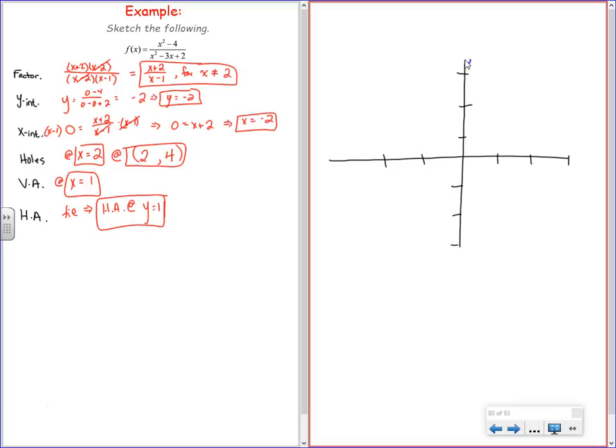Okay, we know there's a hole at 2. Oh, we need one more, yeah? Okay. We know there's a hole at (2, 4). Oh, that's exciting. What else do we know? There's a y-intercept at -2.